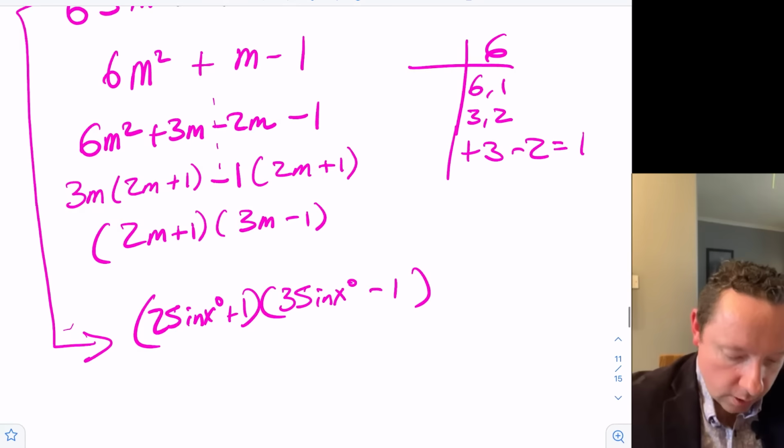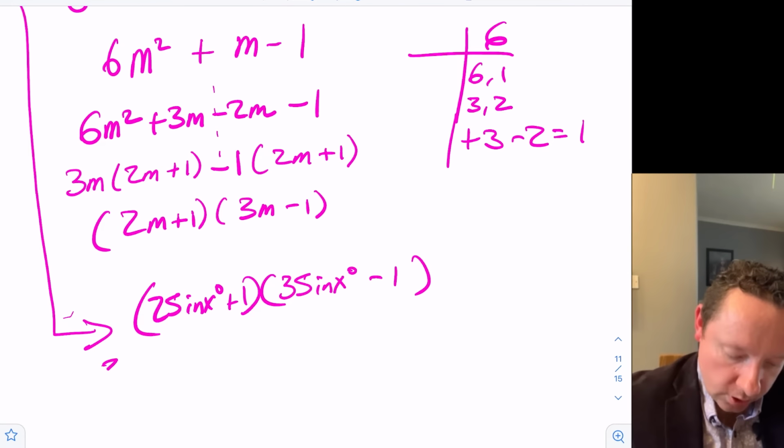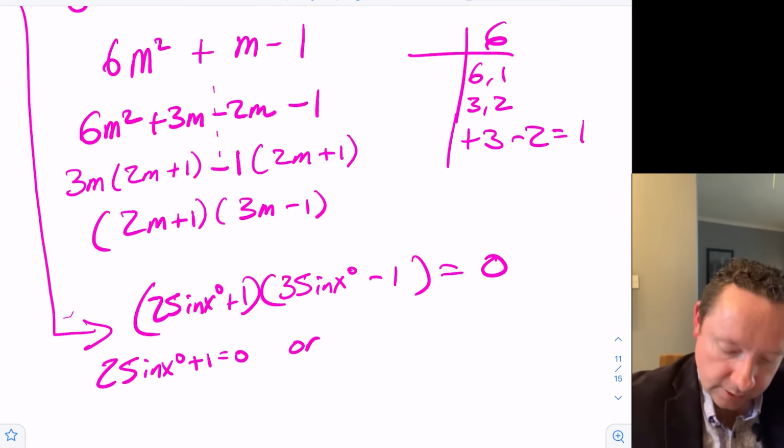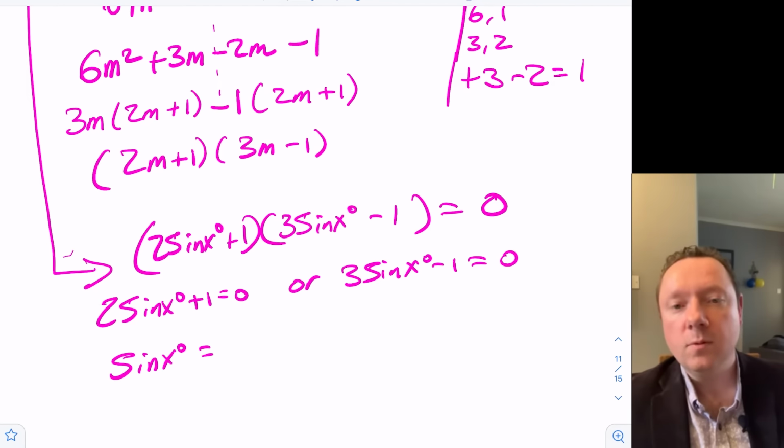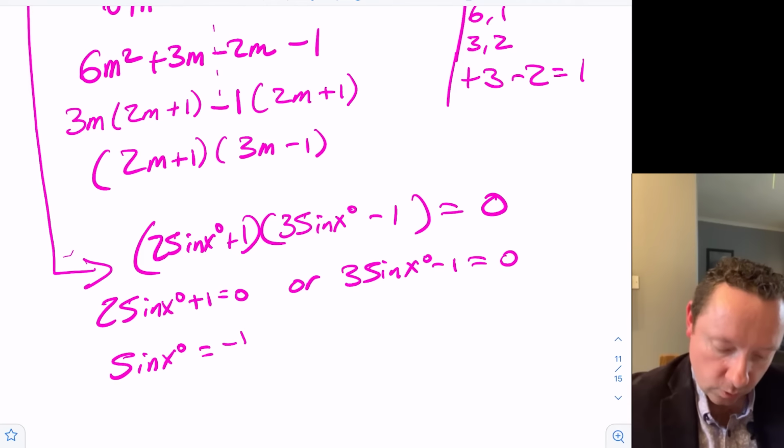Great if you can. So that means 2 sine x plus 1 equals 0, or 3 sine x minus 1 equals 0. So the left-hand side, sine x is equal to minus 1 over 2, and the other one, sine x, is equal to 1/3.